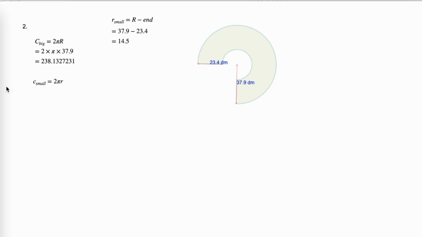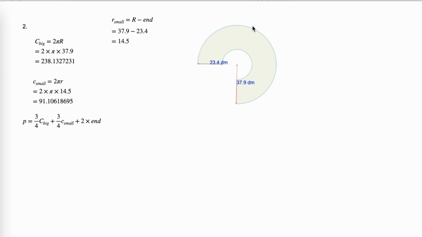The small circumference, I'm using a small c, is 2 pi times the small radius, which is 2 times pi times 14.5, giving us 91.10618695. This distance isn't the little circumference, it's 3/4 of the little circumference.